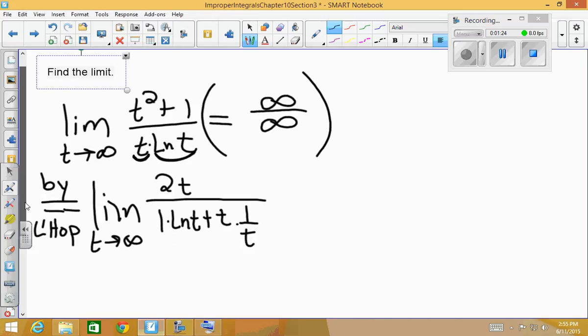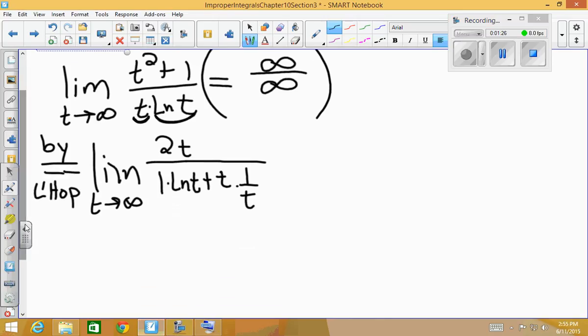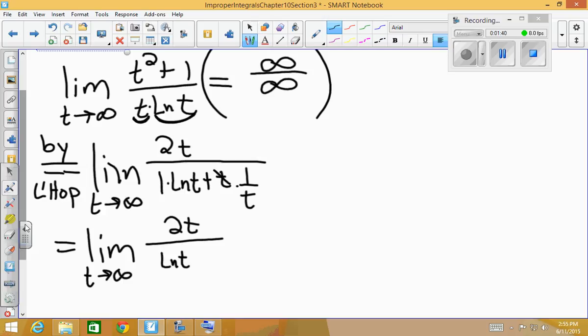If we simplify a little bit, we notice that we still have 2t in the numerator. In the denominator, we have the natural log of t plus, well, one of the t's will cancel, and that's all that's there, so plus 1.